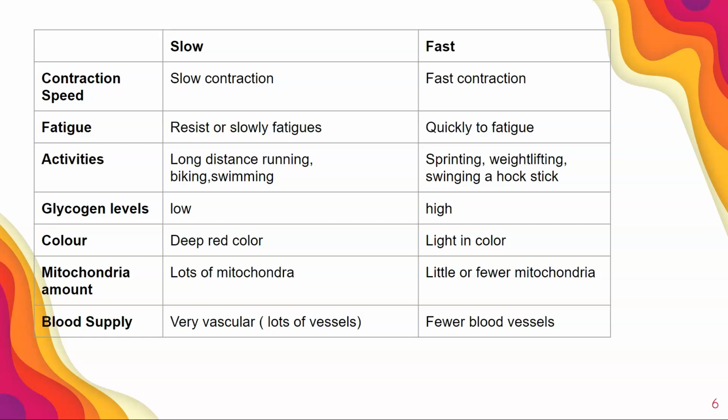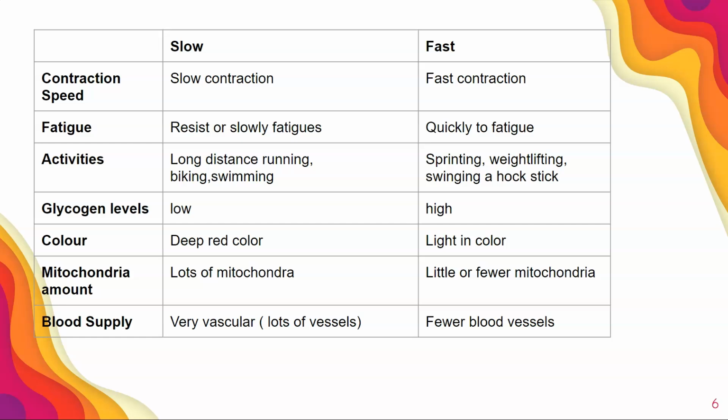So in the world of contraction speed, so how fast the muscle contracts, slow twitch ones slowly contract, fast twitch ones fast, is kind of where they get their name from. Fatigue-wise, slow ones can resist fatigue, fast ones fatigue quite quickly.